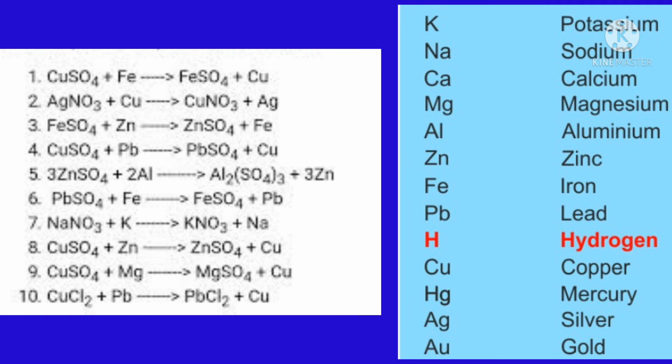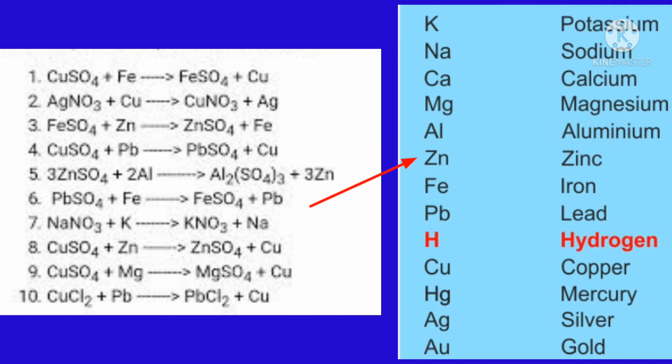One more equation we will discuss, that is the fourth equation. Lead is a metal, copper in the salt is copper ion. So lead is top in the series. So you have to write copper plus lead. The product is lead sulfate and copper. In the fifth equation, aluminum is top in the series and zinc ion is lower in the metal series.